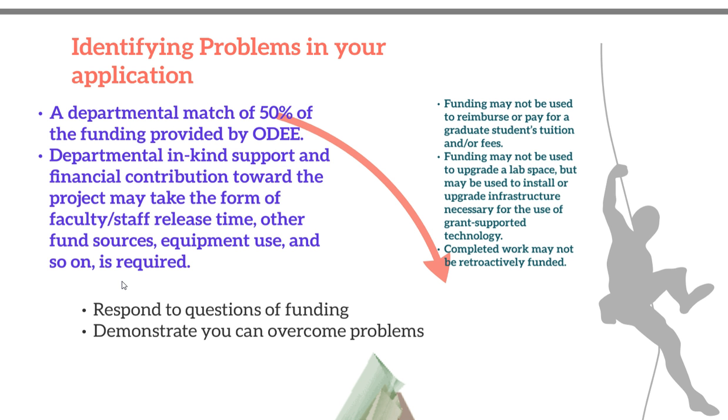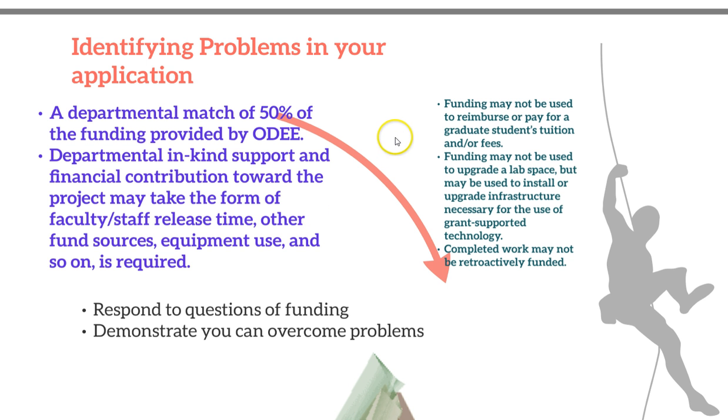How you're going to do that, often they give you a variety of ways of doing that, but that was a particular problem because our department didn't have any money to contribute. But they may have something like faculty or staff release time, or they may have some equipment lying around that you can use, and so on, as required. So you need to be able to respond to these challenges and demonstrate that you can overcome these problems.